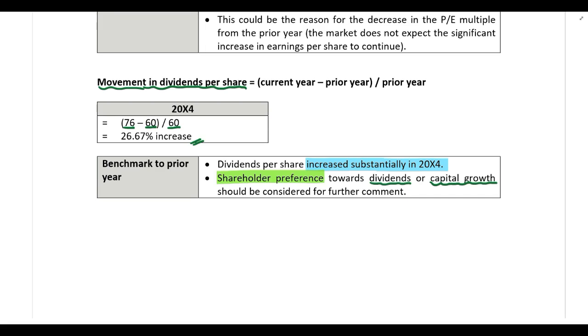We can't say whether the ratio has improved or deteriorated unless we can discuss this in conjunction with shareholder preference. So shareholder preference towards dividends or capital growth should be considered for any further comment.